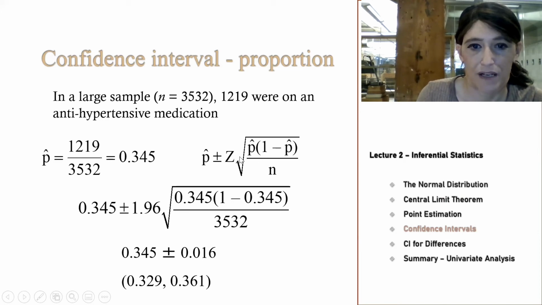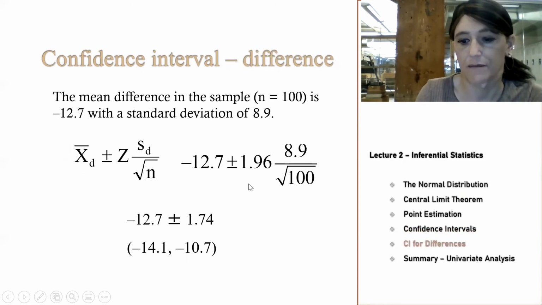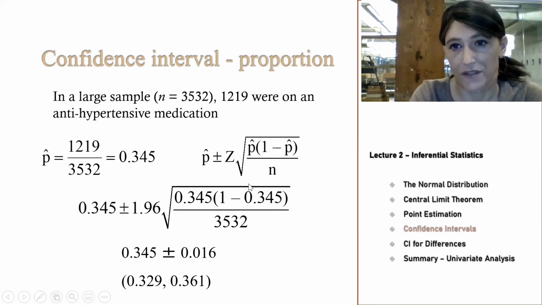And what we plug in here is the proportion that we observed, 1 minus that proportion, and divide that by the sample size, and then take the square root. So slightly different formula, but very similar concept. And again, our population size is going to be the most important determinant of the width of the confidence interval.